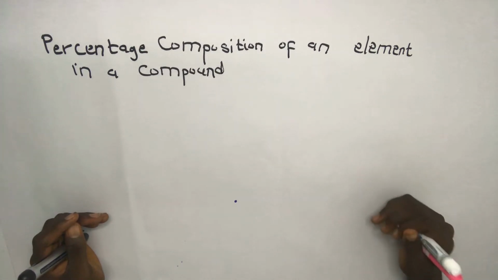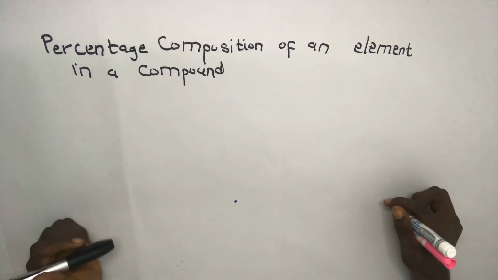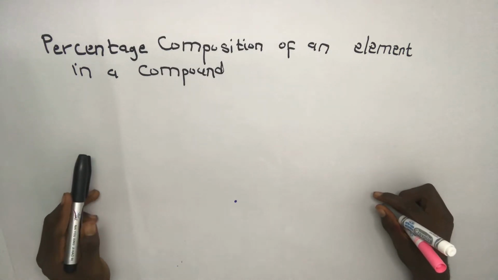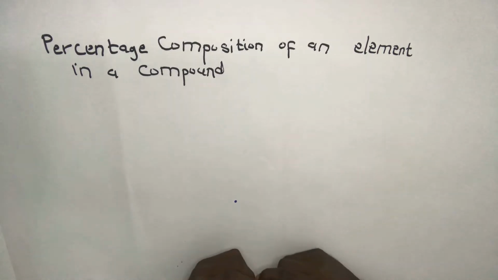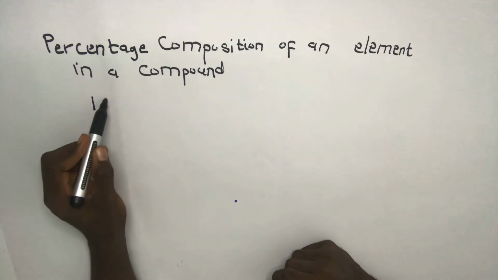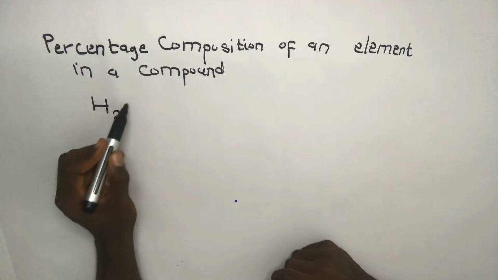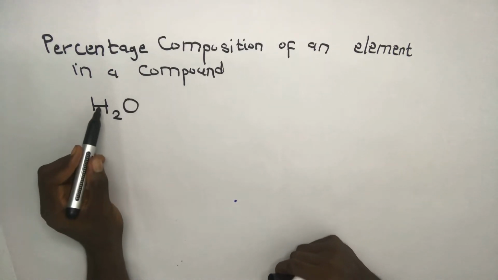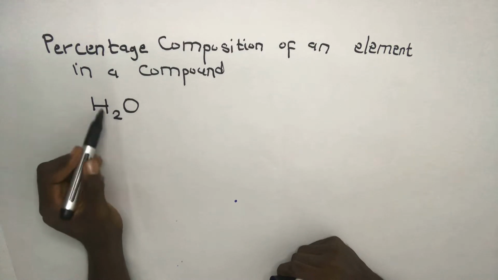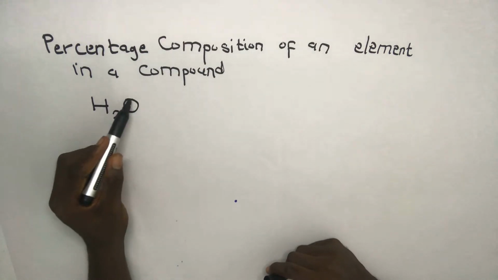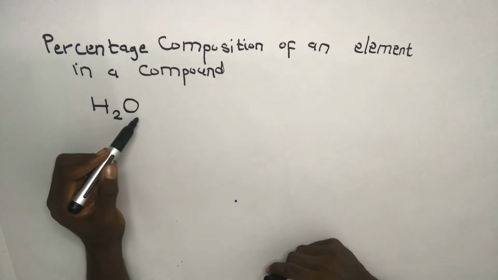In this video, we will learn how to determine the percentage compositions of an element in a compound. The example that we want to look at specifically is the water molecule. In the water molecule, we want to determine the percent composition of an element. We want to determine the percent composition of hydrogen, and the percent composition of oxygen.